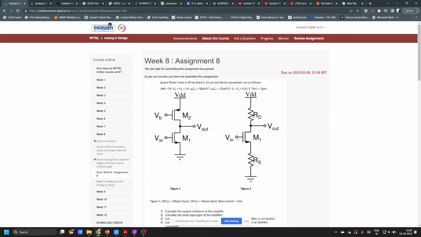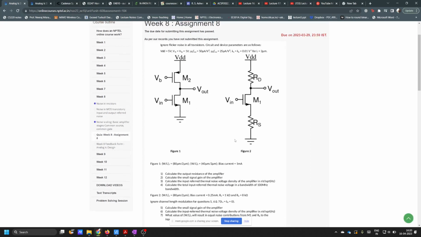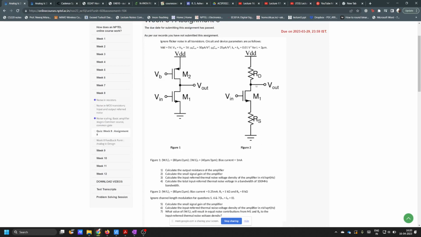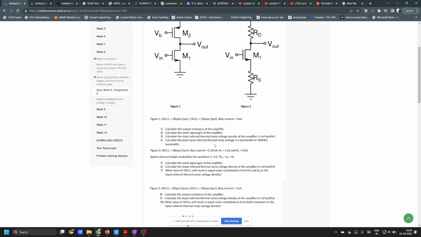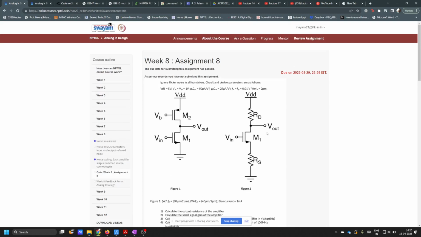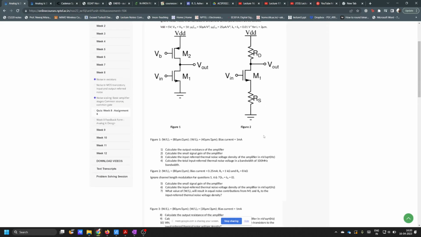So what is the gain from Vin to Vout? GmRD by 1 plus Gm RS. You have to assume infinite output resistance for M1. Is it given in the question like that? Yes, it is given. So it is GmRD by 1 plus Gm RS. That is fine.